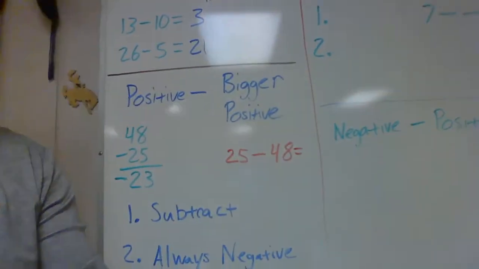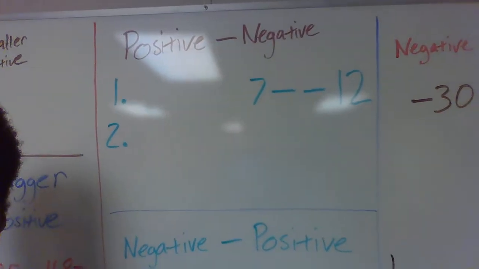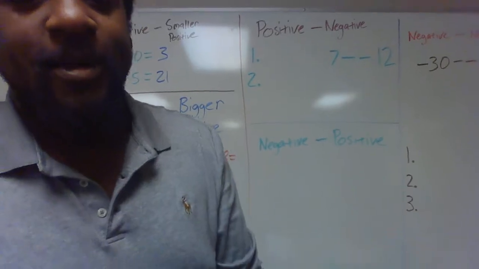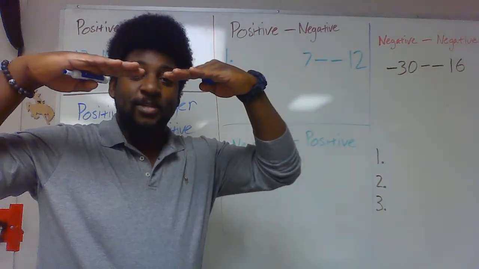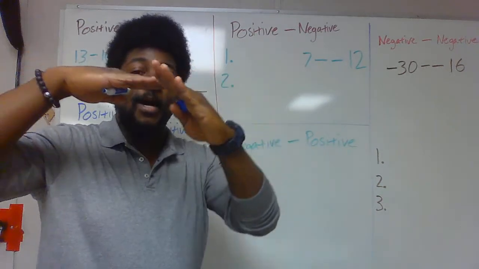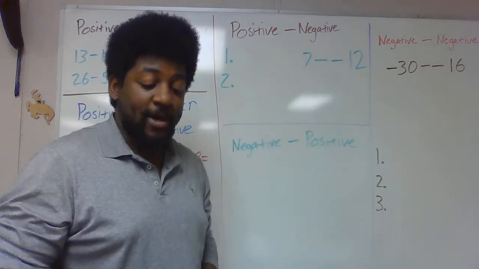The next thing we're going to talk about is up at the top here, a positive minus a negative. Now, these are some of my favorite problems to do, honestly, because they're kind of weird. When you have a negative and a subtraction sign next to each other, those two things actually are going to combine and make addition. So these two negative signs are actually going to cancel each other out.